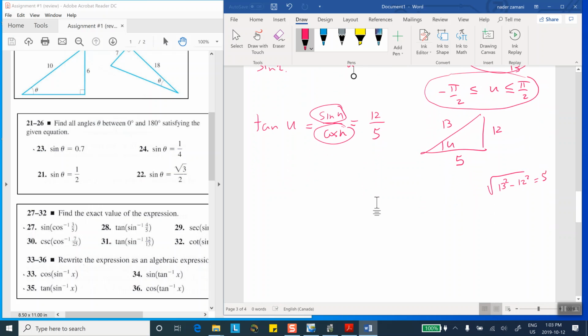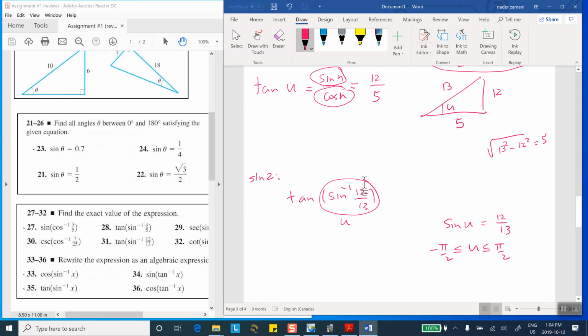Solution 2, let's write again, tan of sine inverse of 12 over 13. Once again, immediately we call this thing u, so we have sine of u equal to 12 over 13, and u is between pi over 2 and minus pi over 2. These steps are the same. Okay, good.